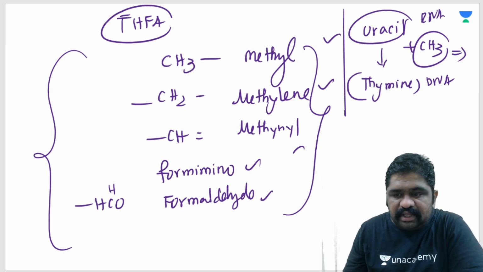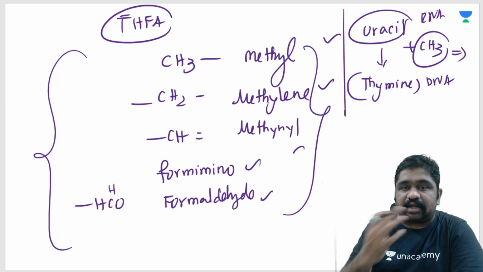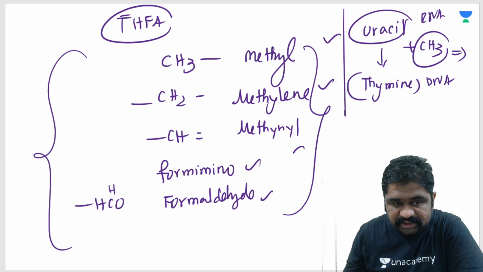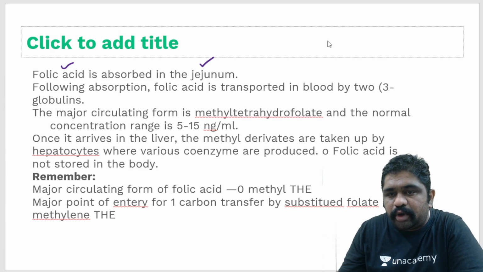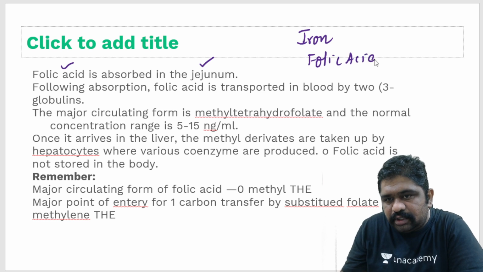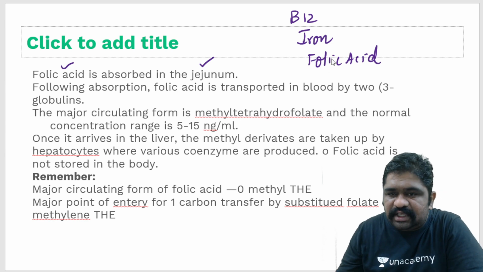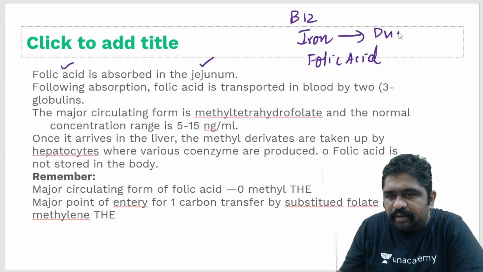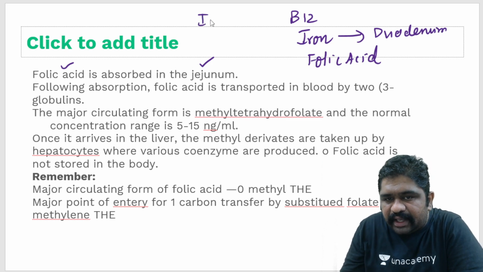One carbon transferring agent will always be tetrahydrofolic acid. Tetrahydrofolic acid can transfer one carbons in different ways. Now look at this part. Folic acid is absorbed in the jejunum. How do you remember this? See, iron absorption, folic acid absorption and B12 absorption can confuse students. See, iron is absorbed in the duodenum. There should not be any kind of confusion about this. But between ileum and jejunum, confusion can happen.